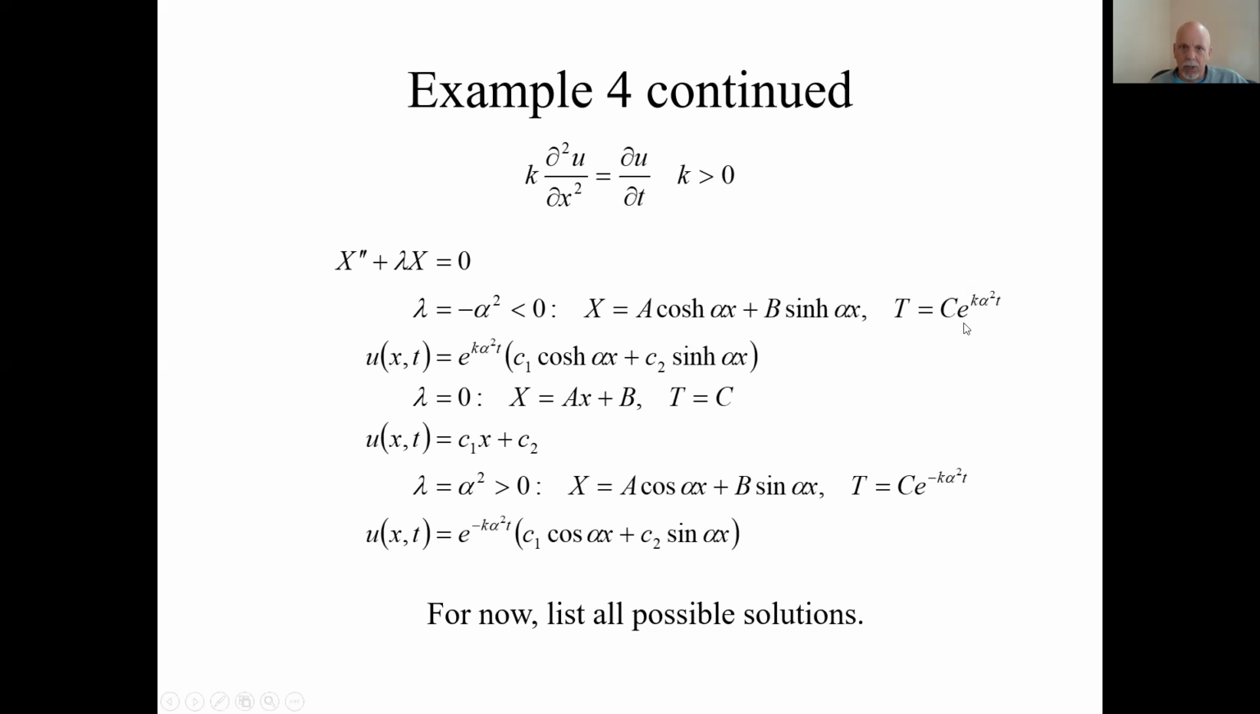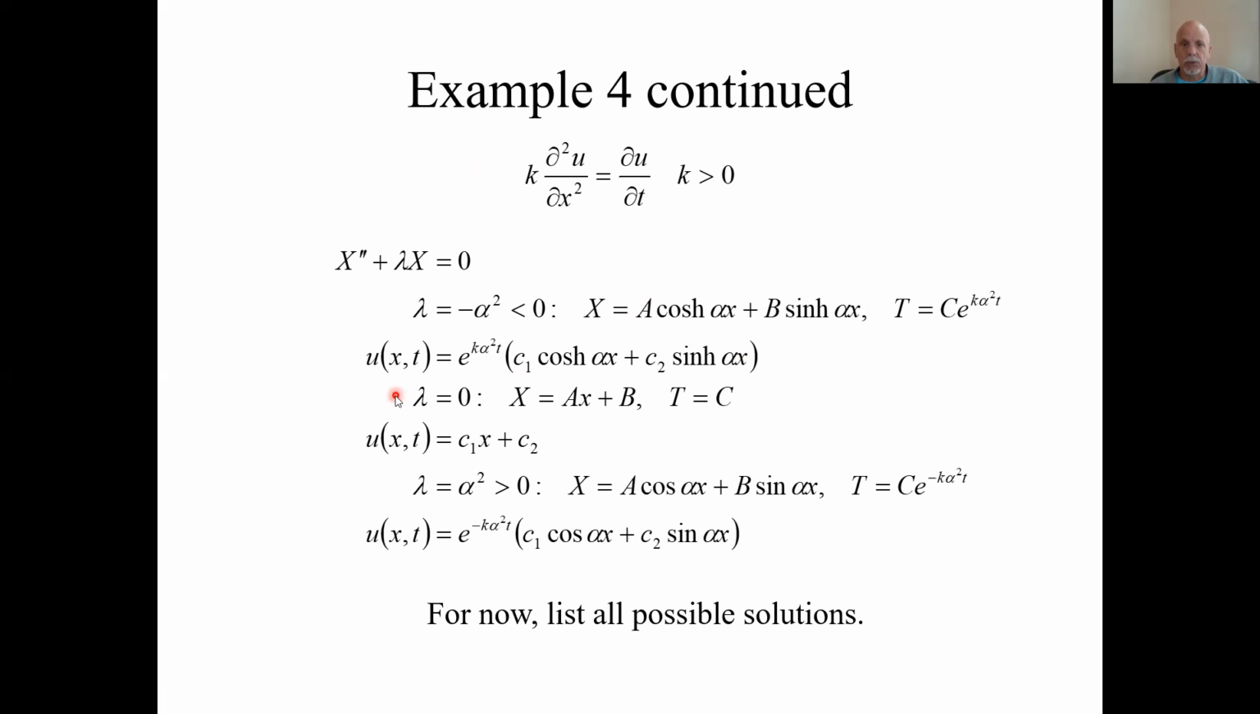And we have to use the same lambda for both solutions. So the T solution has to use the same lambda as the X solution. So when I use minus alpha squared for lambda, that means T is this. More lambda there, it's alpha squared stuff. So the total solution is the product of those two solutions. I can at least combine some of the arbitrary constants. I still have two of them, C sub 1 and C sub 2. So this is one possible solution to the equation.